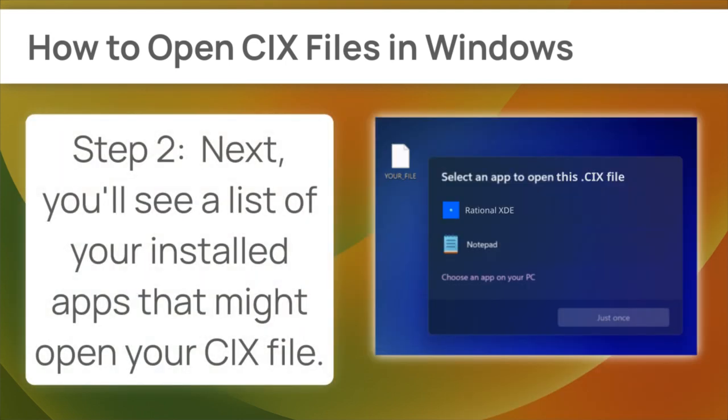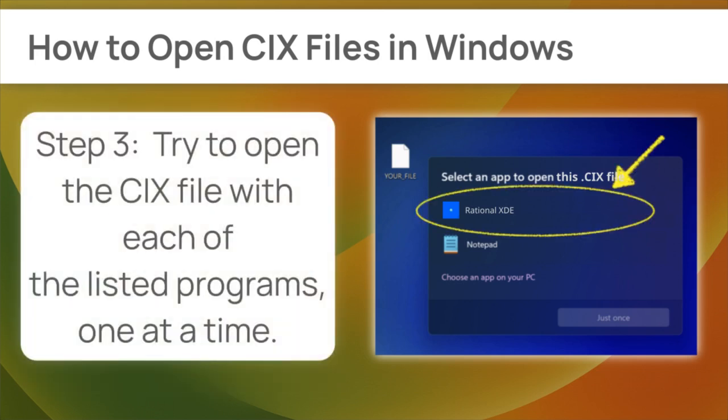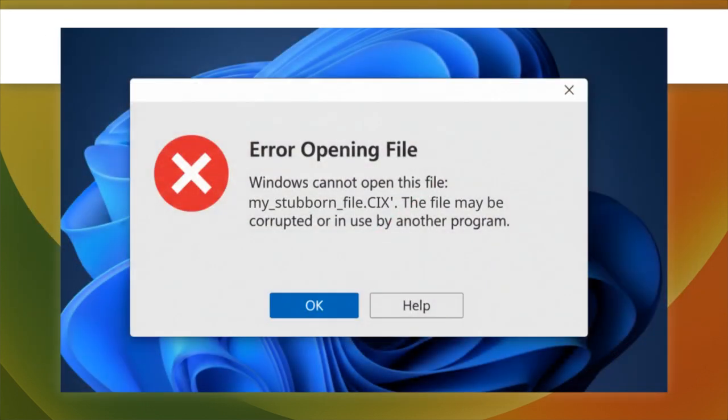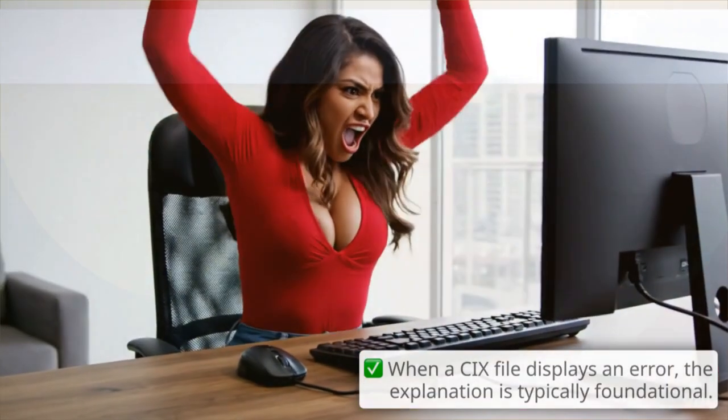Right-click the CIX file and hit Open With. Use Rational XDE if installed. If not, choose another program. We must confirm the software handler. The best fixes start with understanding the problem. Before we move to the universal tool, here are the technical culprits behind the file failure.